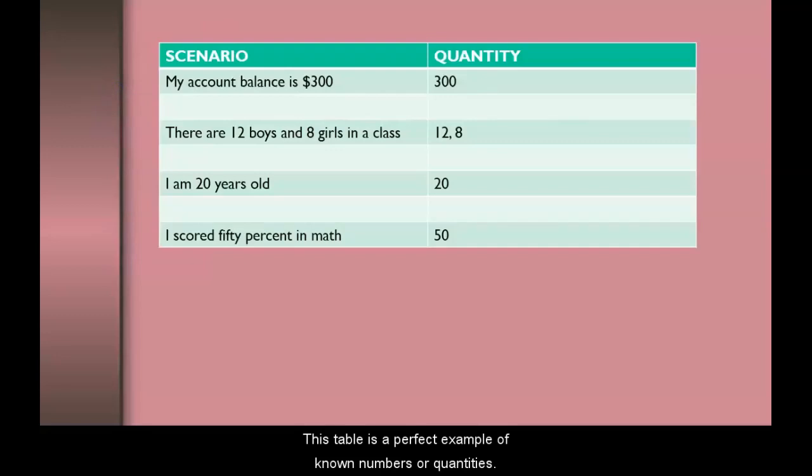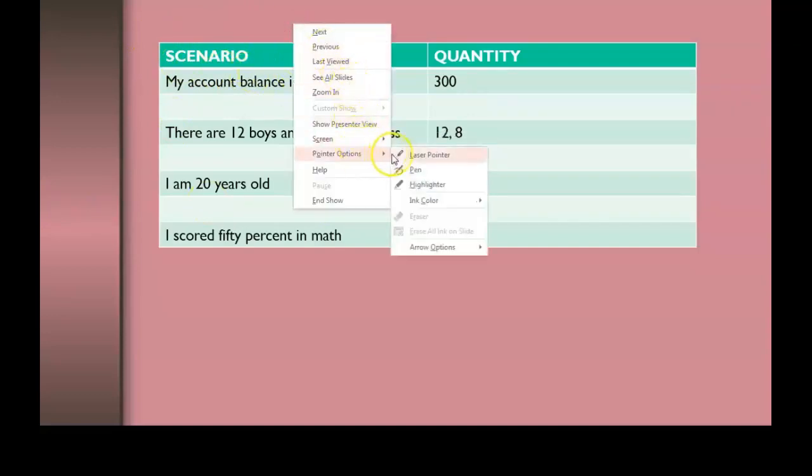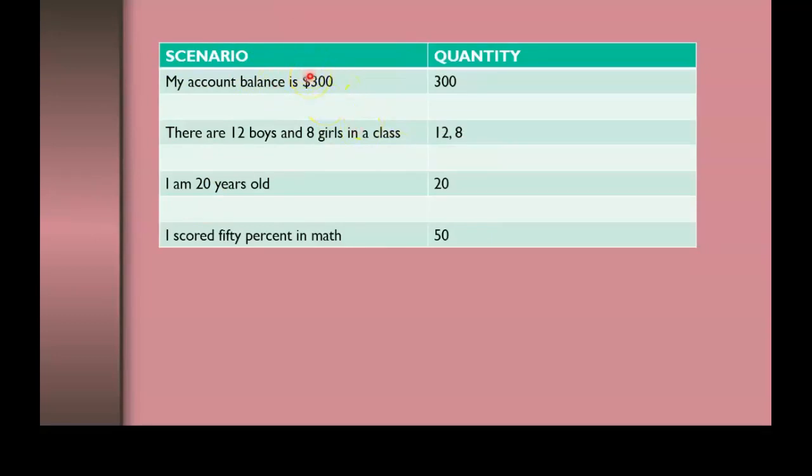This table is a perfect example of known numbers or quantities. Take this one for example. If my salary is $300, it means I know what I actually earn. I earn $300. 12 boys and 8 girls in a class means just that, 12 and 8. I am 20 years old. The known quantity is 20. I score 50% in math.